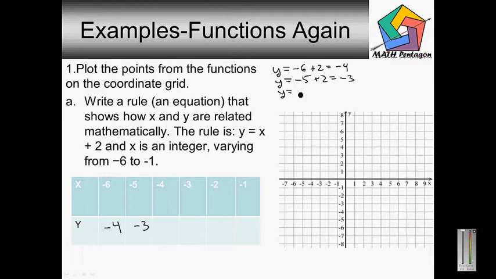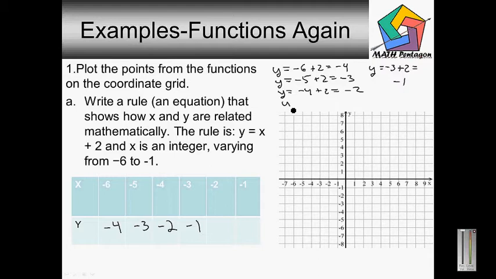We have y equals negative 4 plus 2, and that equals negative 2. So we put negative 2 here as our new y. Okay. We have negative 3 plus 2, that would equal negative 1. So our y would be negative 1.